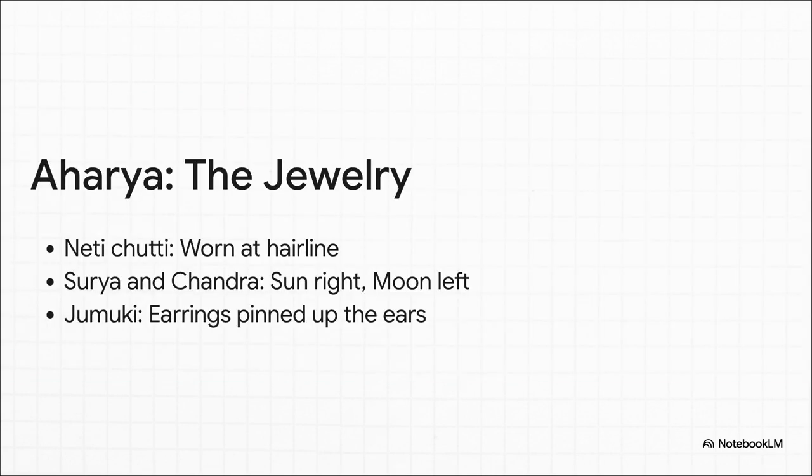If we zoom in on that Aharya pillar, the visual presentation, you can see it in the meticulously crafted, temple-inspired jewelry the dancers wear. It's incredibly precise. The Nidhi Chudi sits dead center on the hairline. Then you have the Surya and Chandra. The sun ornament absolutely must sit on the right side of the head, and the crescent moon on the left.